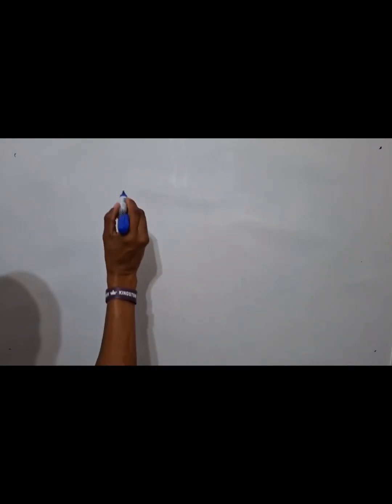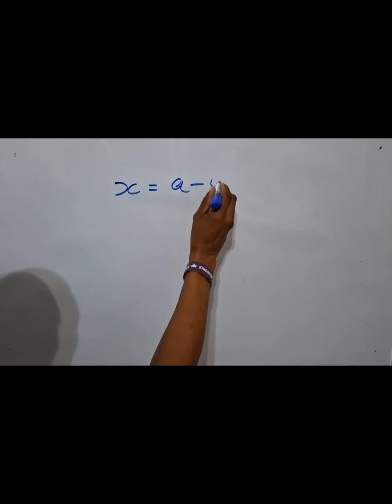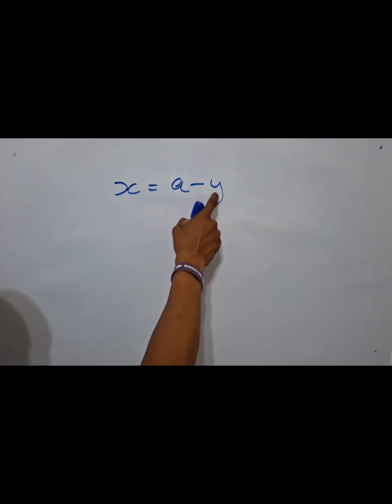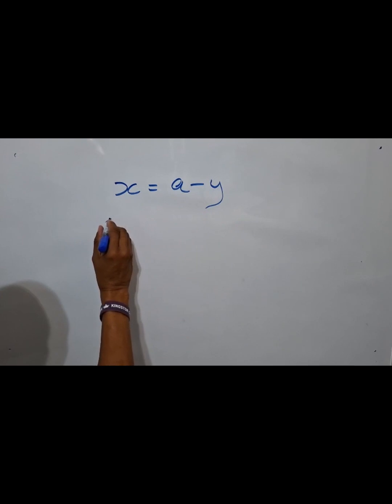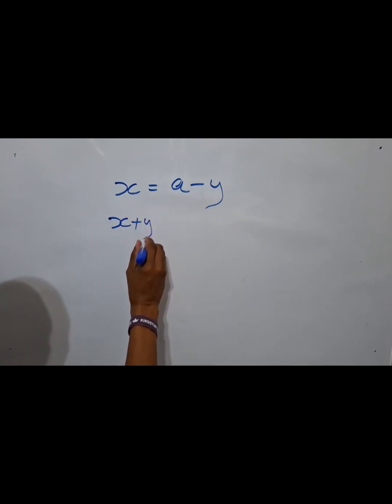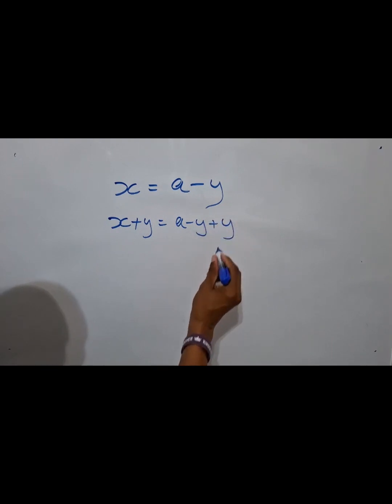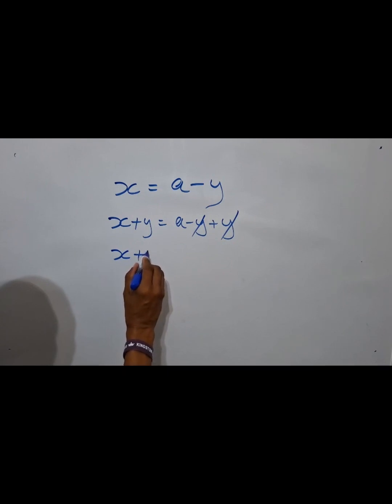Okay, let's do one more for the road. All right, so we have x is equals to a minus y. And we want to make y the subject of the formula. Now we have y being a negative on this side. So guess what we do? We take away y from that side and put it over the other side. So how do we get rid of y on that side, the right hand side? We just add y to both sides. So we're going to have x plus y is equals to a minus y plus y. Whatever we need to take away, we do the opposite of what it's doing. All right? Always remember that formula.